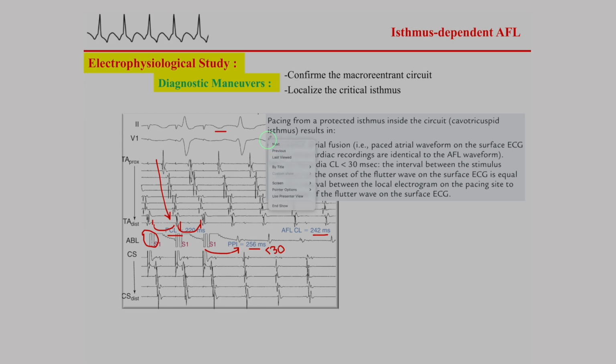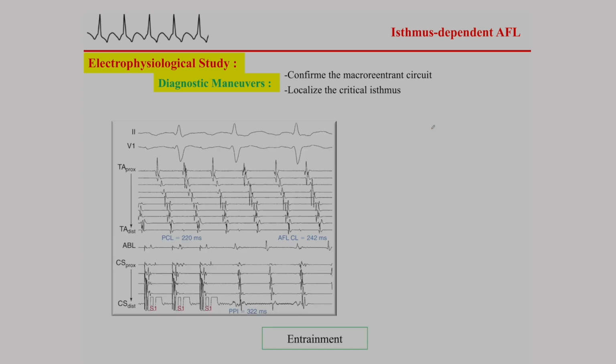So in this example, as you see, we have a concealed atrial fusion. The atrial depolarization around the halo doesn't really change from the paced beat to the natural atrial flutter activity, and the PPI is less than 30 milliseconds. So here we are pacing from the critical isthmus, and we have a concealed atrial fusion.